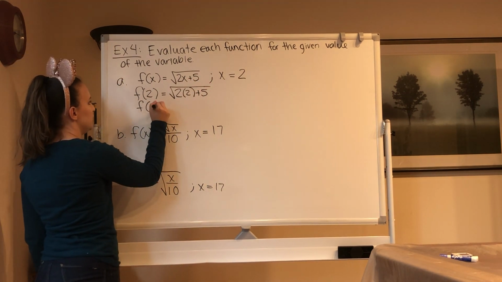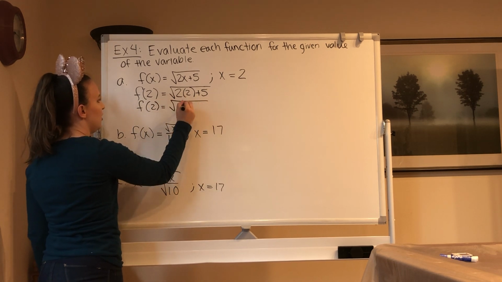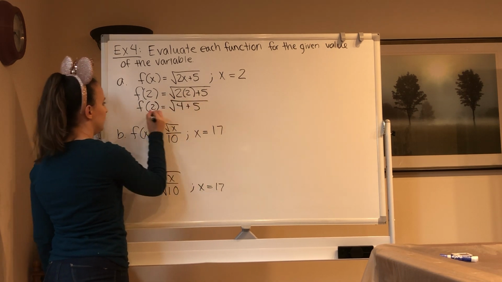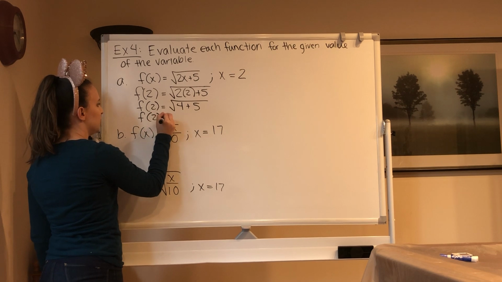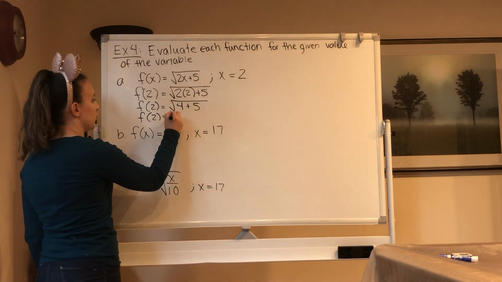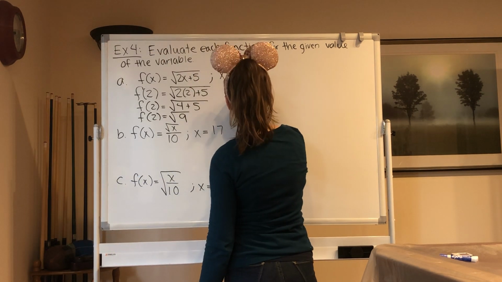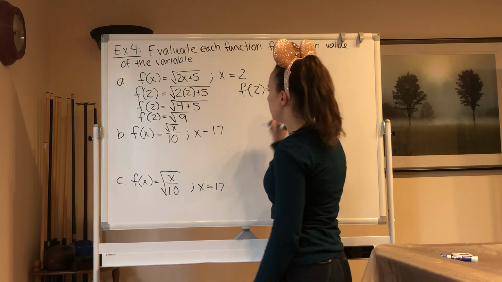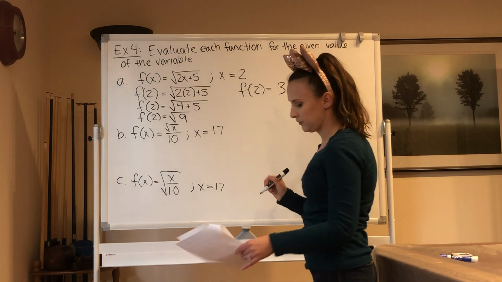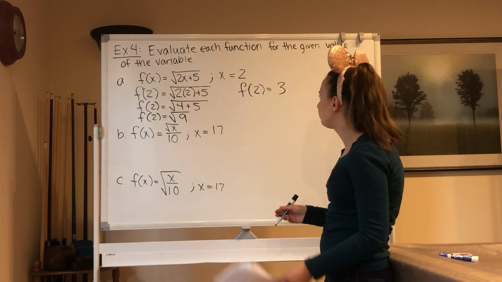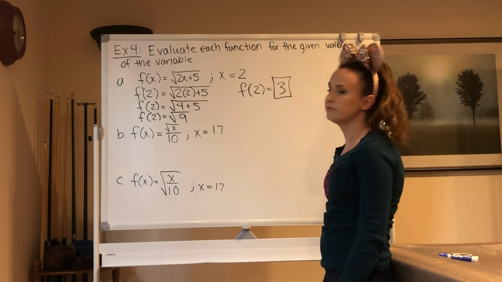I'm just plugging in 2 for x. So f of 2 equals the square root of 4 plus 5. So f of 2 equals the square root of 9. So f of 2 equals 3. That's it.